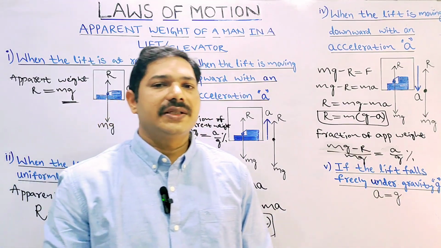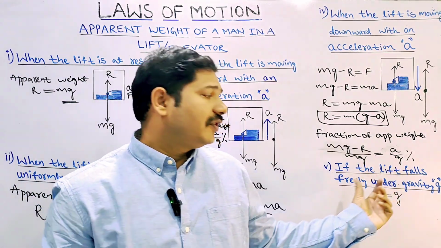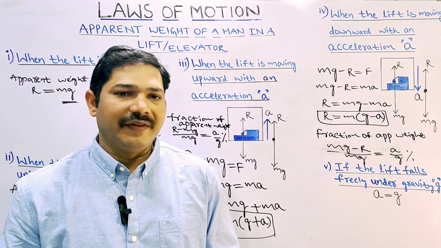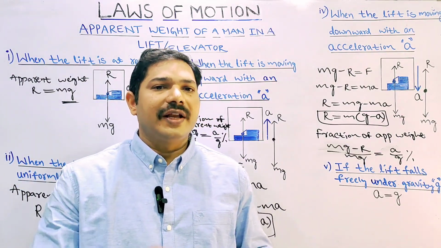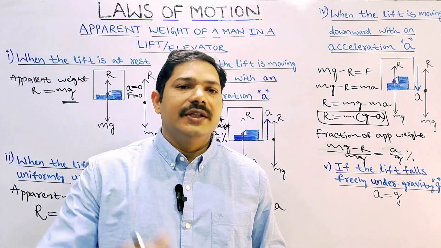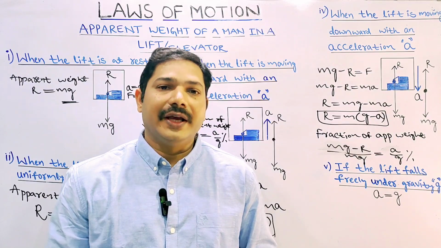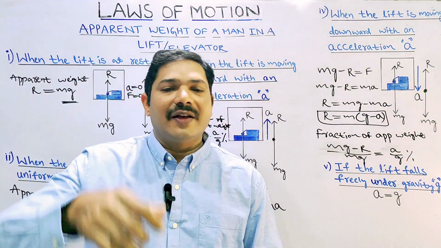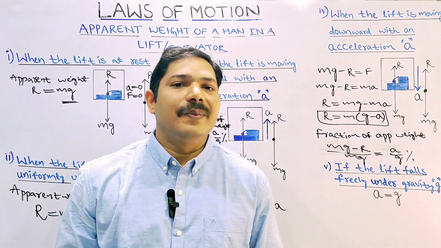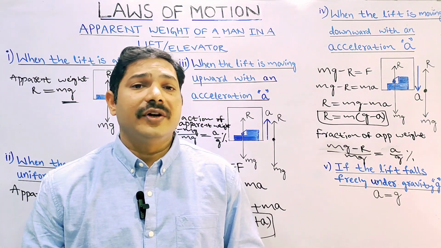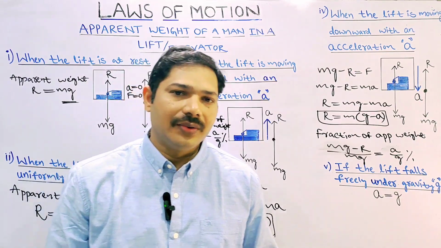Next, the last case we can observe. For example, if the lift falls freely under gravity g, say the lift wire is broken, how will the person feel? The lift falls like a freely falling body, so the apparent weight of the person is 0. It will not show any weight. How? Let us see.